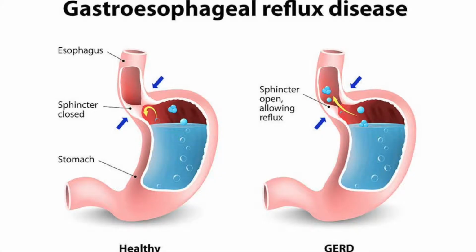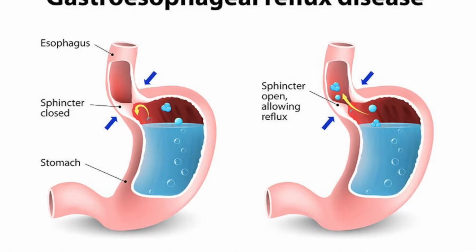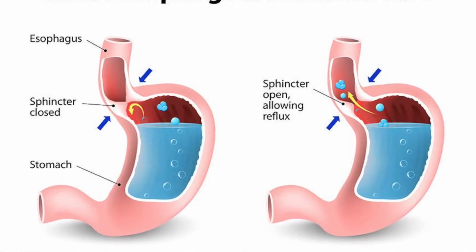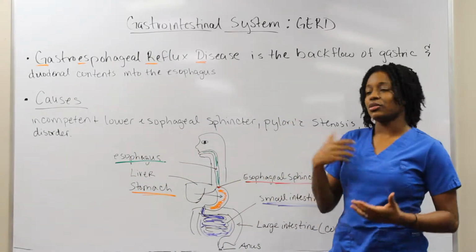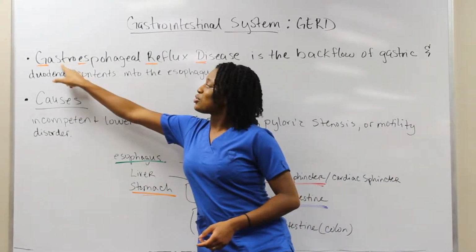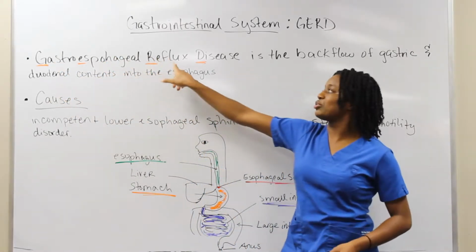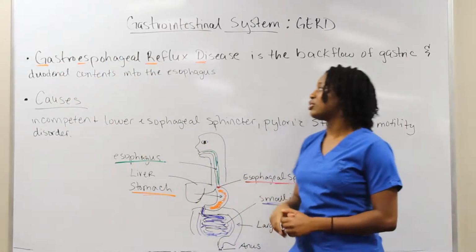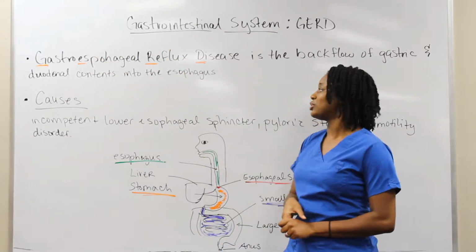So what it is, is a backflow of the gastric content or duodenal content, which is in the small intestines, that backflows into the esophagus, okay? Hence the word gastro, right, stomach content in the esophagus, there's a reflux of that, okay? So the definition is somewhat in the word, at least for this one, okay?